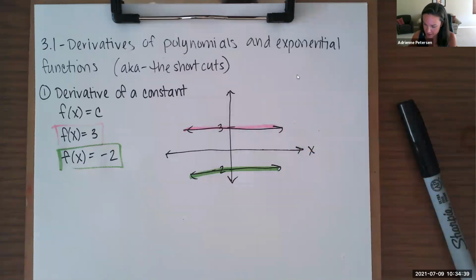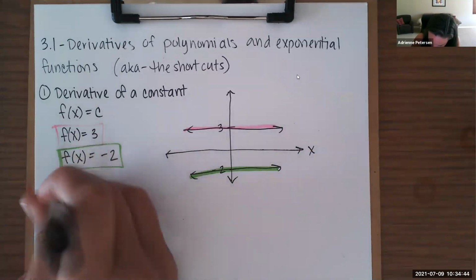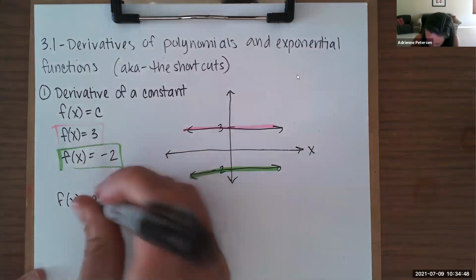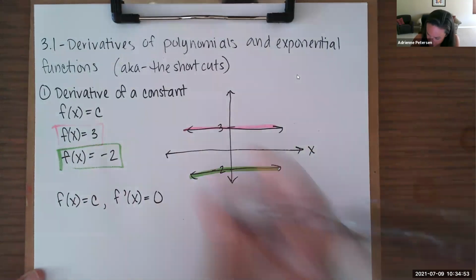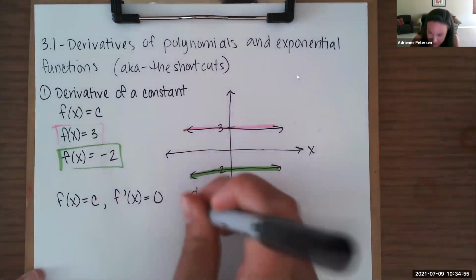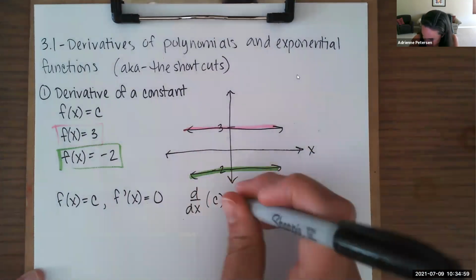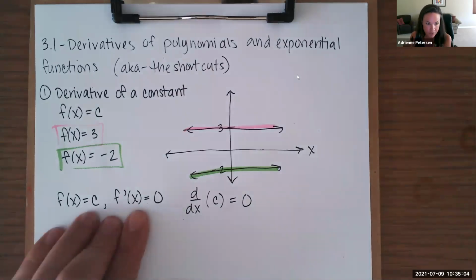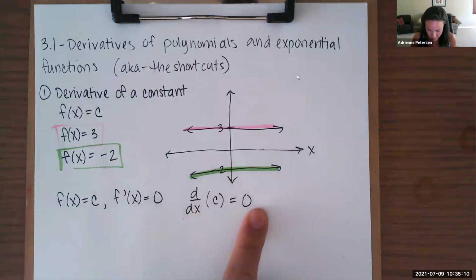Yeah, 0. So it turns out the derivative of a constant is always 0. For any f of x equals any constant, it doesn't matter what the constant is, f prime of x is always equal to 0. The other way we write this is d dx, our differentiation operator. So the derivative of a constant is equal to 0. Here's our first statement: if our function is a constant, the derivative is 0. Here's saying the derivative of a constant is 0.